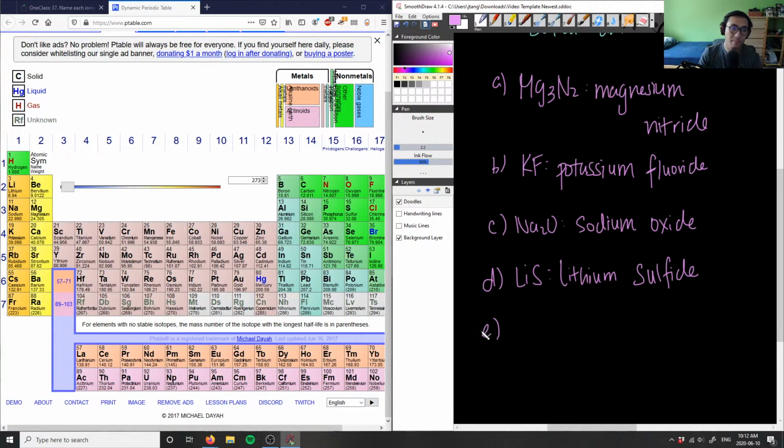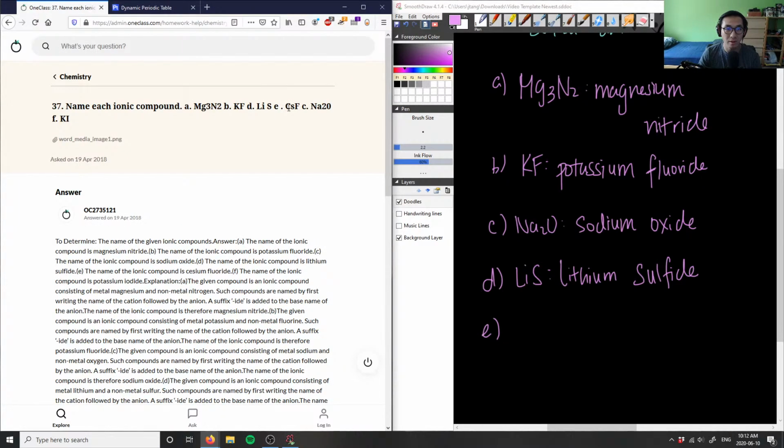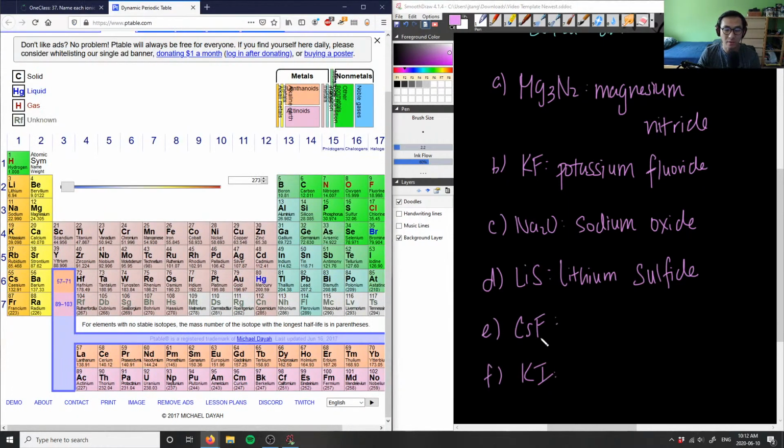Finally, for E here we have CsF. And then I believe F here we have KI. So let me finish these two first. CsF, I look at Cs first, that's going to be the metal. Cs here is cesium. I look down to row 6 and group 1, and this here is cesium. The F here we saw as before. We said it was fluorine, and we drop the ending to get fluoride. So this is cesium fluoride.